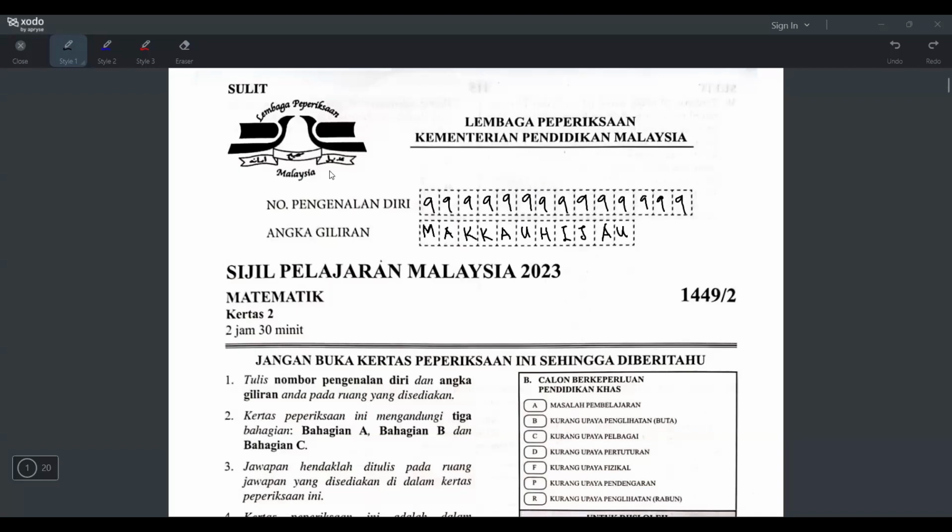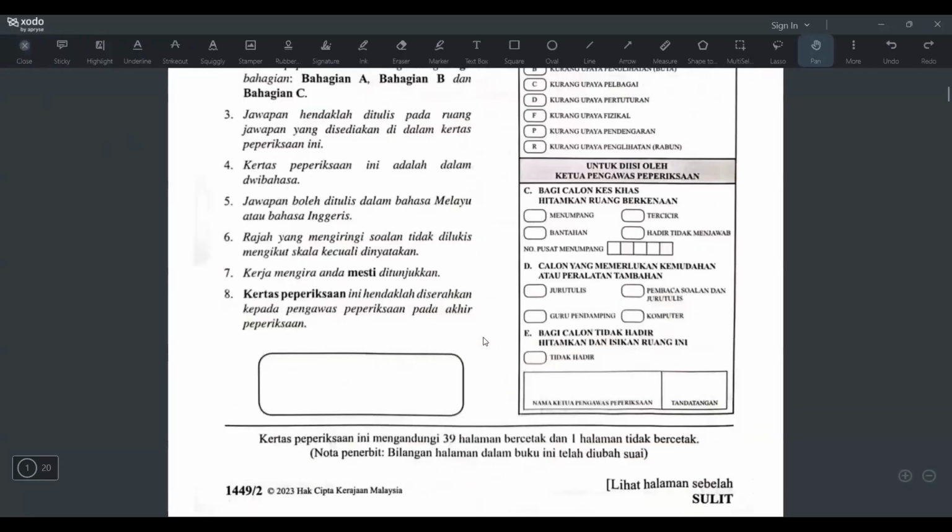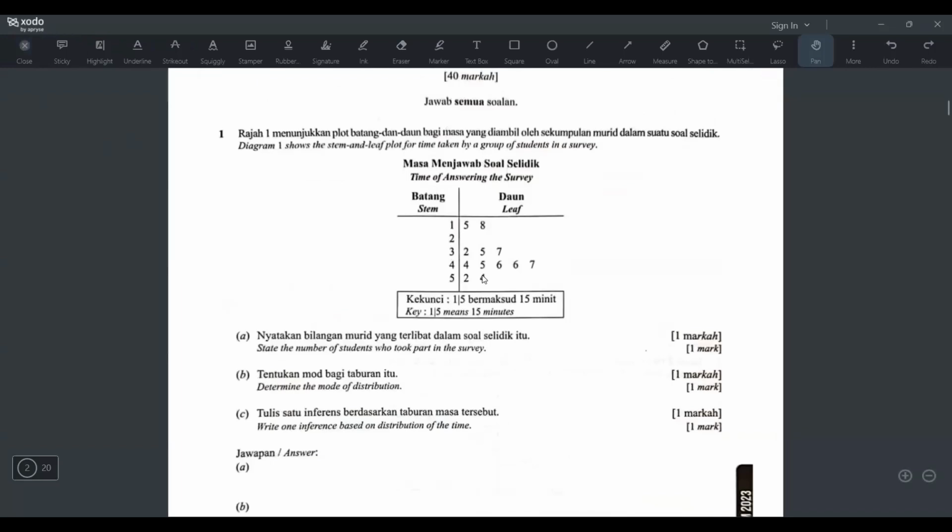So in this video we will do the SPM SEBENAR, and this is a maths paper. Okay, so I will do the mathematics paper. This is the actual SPM paper for 2023, and this is kertas 2. Okay, so I will start now. Okay, bahagian A, soalan number 1.